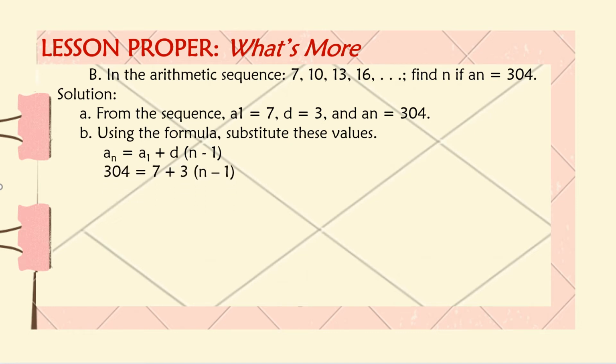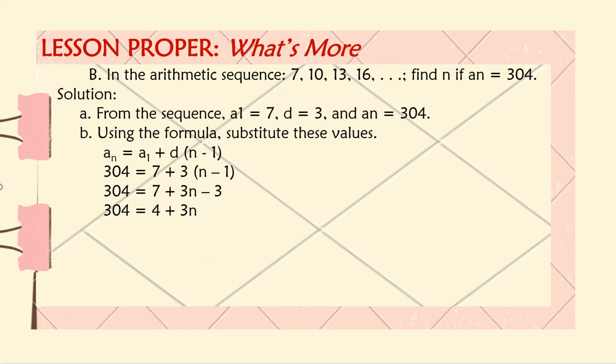Is equal to, ang a sub 1 natin is 7 plus 3, that is the common difference, multiplied by n minus 1. Okay, yung n yung hinahanap natin. So, in this case, we have 304 is equal to 7. So, multiply natin yung 3 dun sa n minus 1. So, we have 3 times n, so that is 3n. 3 times negative 1, so that is negative 3. Then, we have 304 is equal to 4 plus 3n.